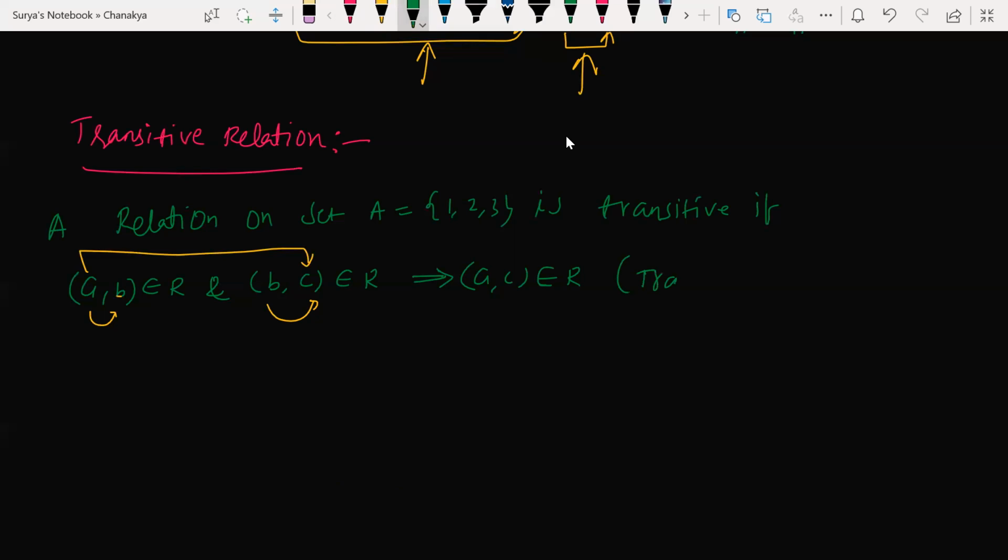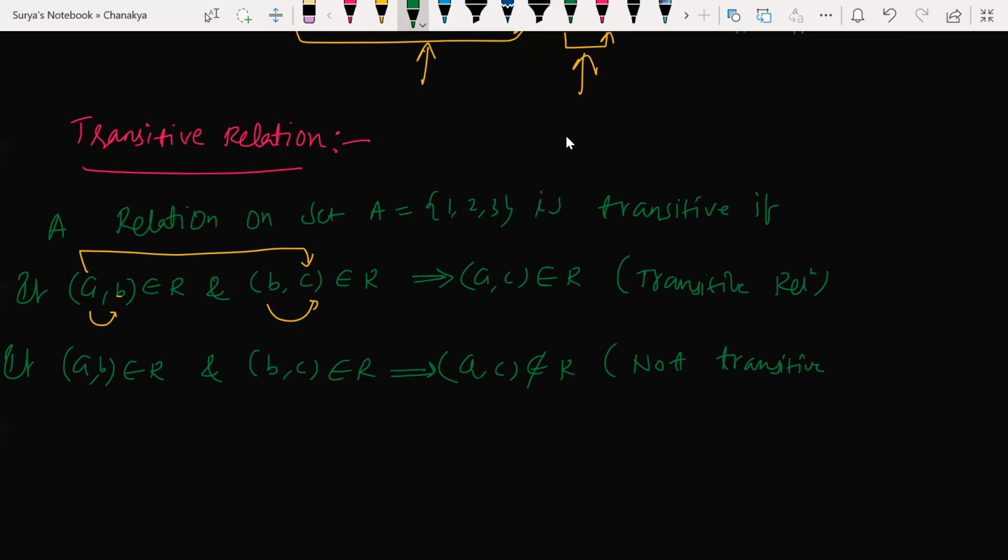This is the word transitive. This is a transitive relation. Now, if you write that (a, b) belongs to R and (b, c) belongs to R and (a, c) does not belong to R, that is not transitive. Understood? Any doubt, guys?